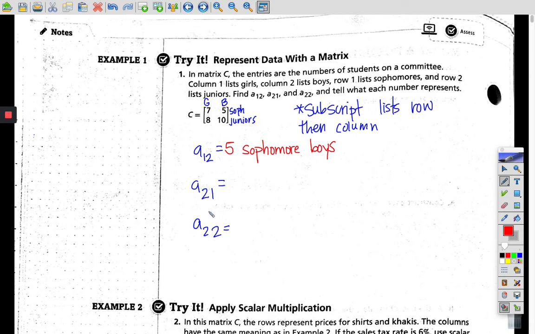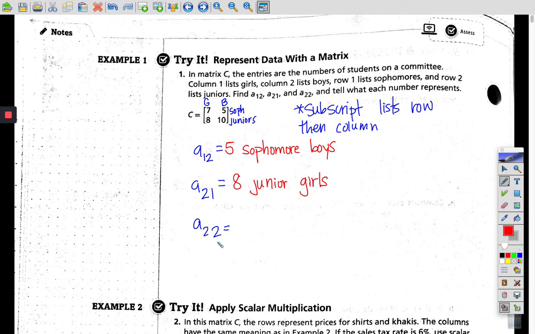A subscript 21. So that means row 2. So we're not even worried about that top row. Row 2, first column. That's the number 8. The number 8 represents 8 junior girls.